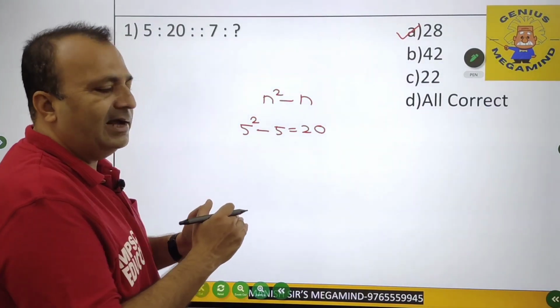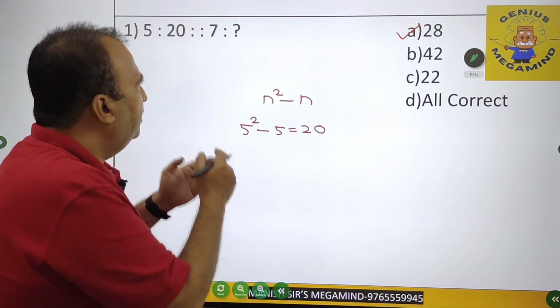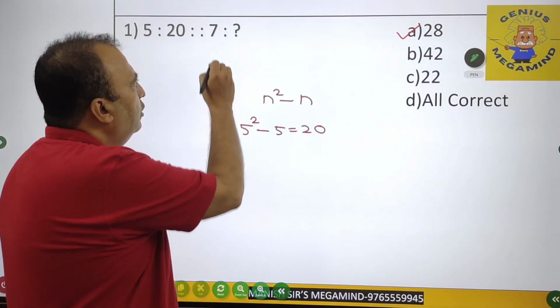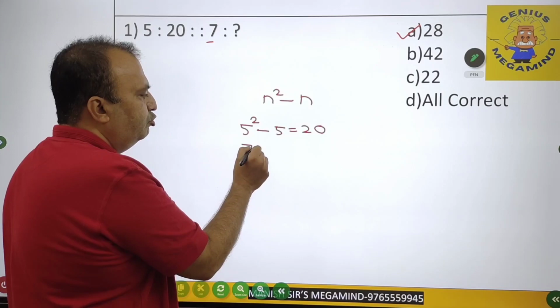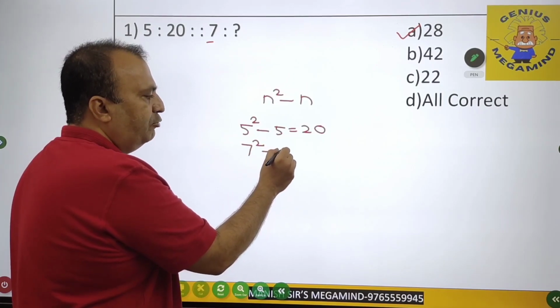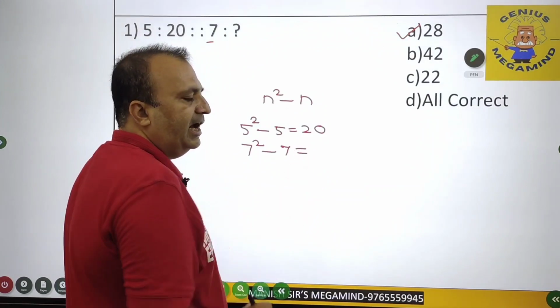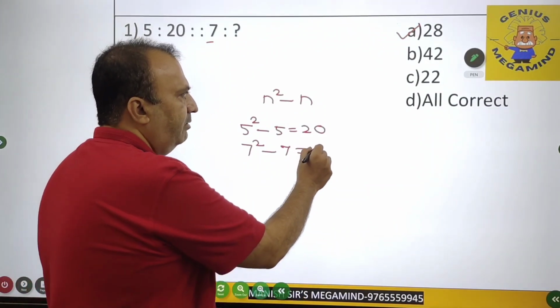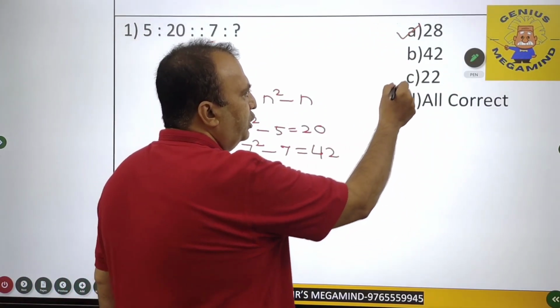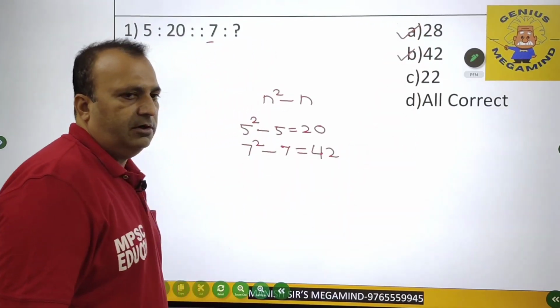Now I am going to apply the same kind of relationship between the third number and the fourth number. So over here it is 7. So I have to do 7 square and I have to subtract the same number, that is 7. So I am going to get what? 49 minus 7, my friends, will be what? 42. So 42 can also be one of the answers.